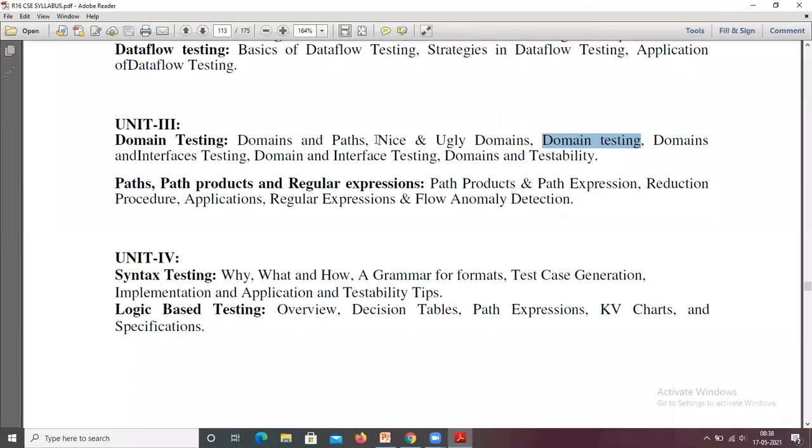So good morning students. In the previous class, we discussed nice and ugly domains. In this class, we are going to discuss domain testing.